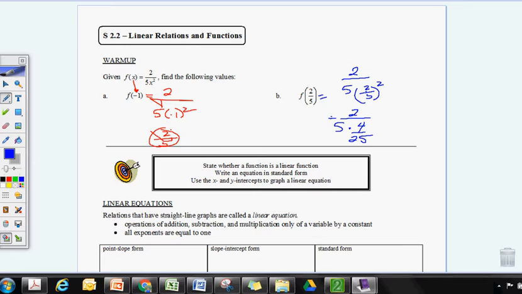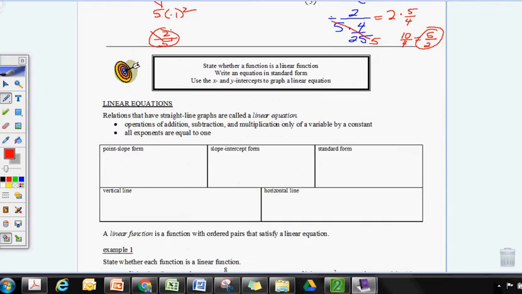Which then, these reduce down to 5, but I still have a fraction within a fraction. I think some of you would probably take this and do 2 times 5 over 4. Remember, invert and multiply. And 10/4, which reduces down to 5/2, is my solution. Okay, so that was just a little review, function notation, one of the things we talked about yesterday.